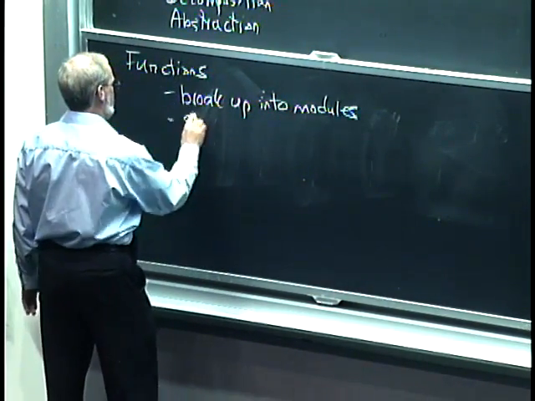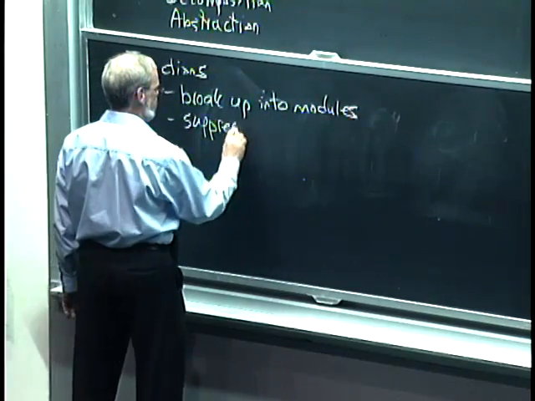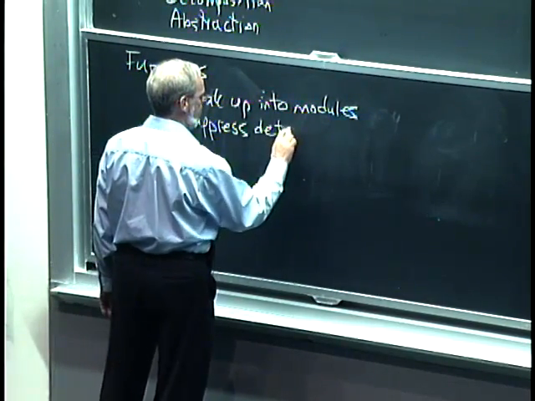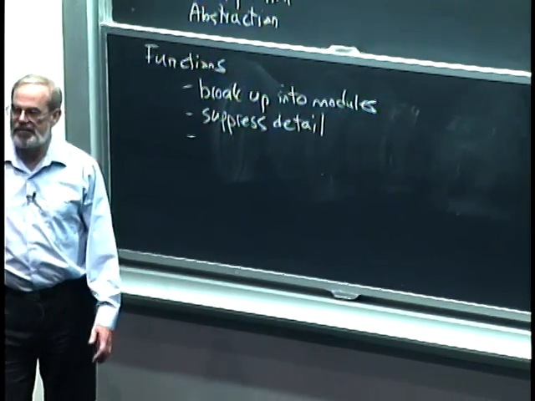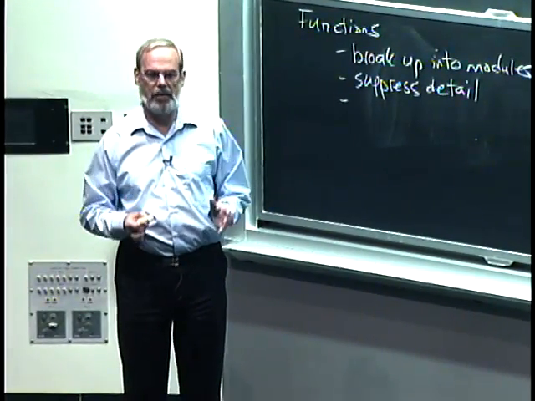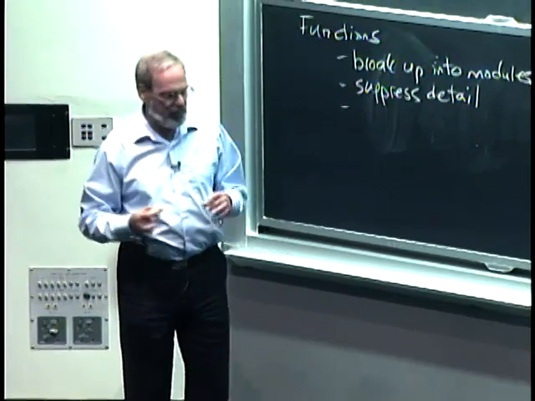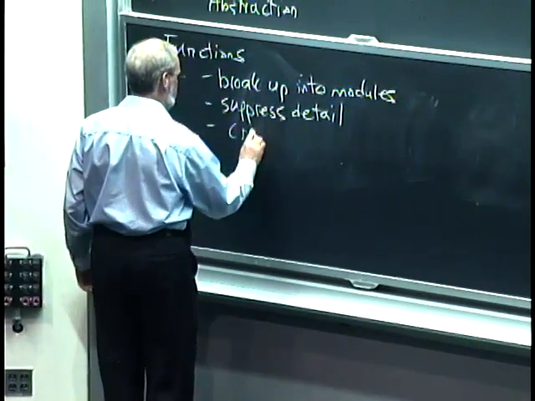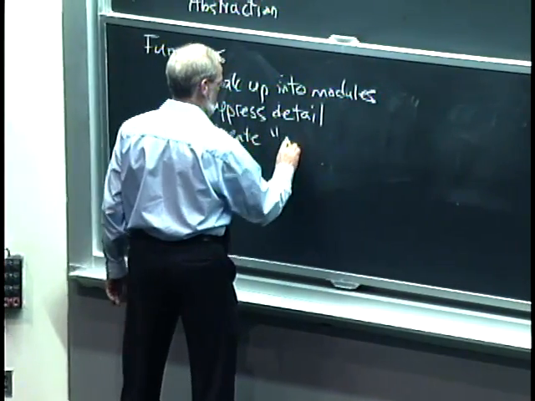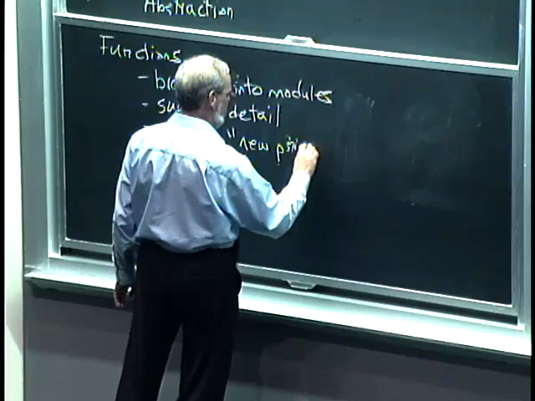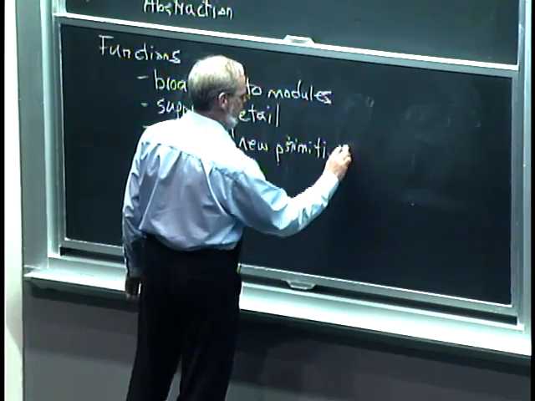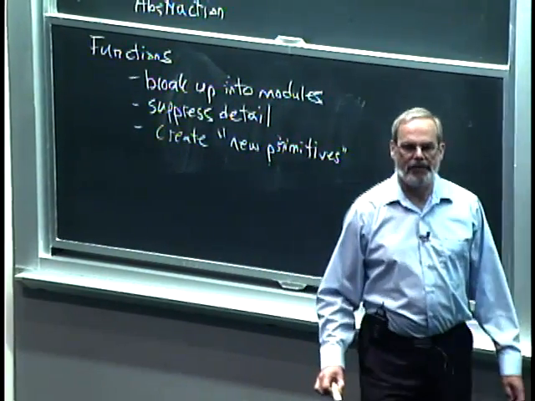Second thing they're going to do is let us suppress detail. In essence, what that does is the functions, and we're going to look at a bunch of examples in a second, give us a way, one way of thinking about it, to create new primitives. And I'm going to put those in quotes because it's a generalization. But what do I mean by that?